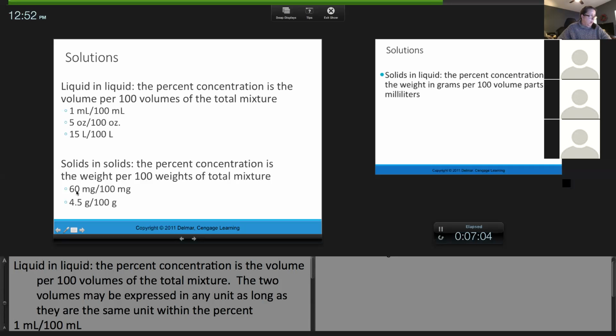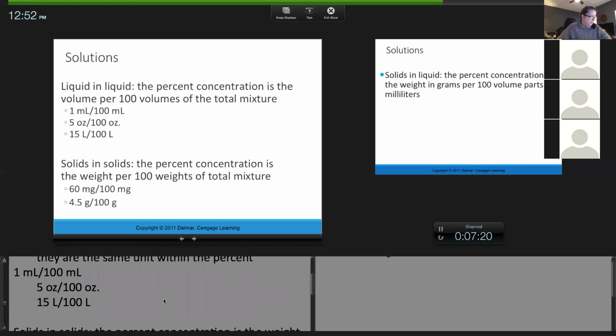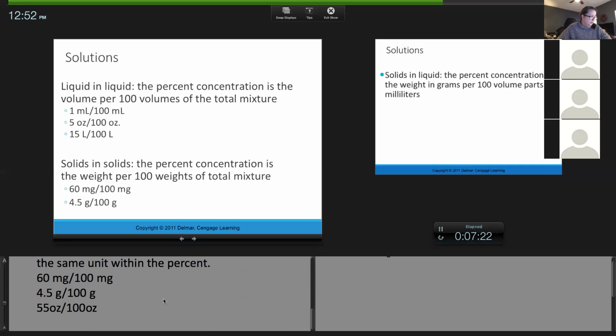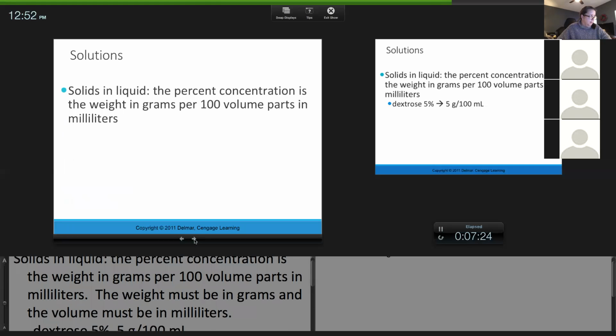Now, when we talk about weight, 60 milligrams per 100 milligrams, 4.5 grams per 100 grams, if we're doing weight or volume, we're always speaking of how much in 100, how much in 100. So that just gives you some examples underneath.